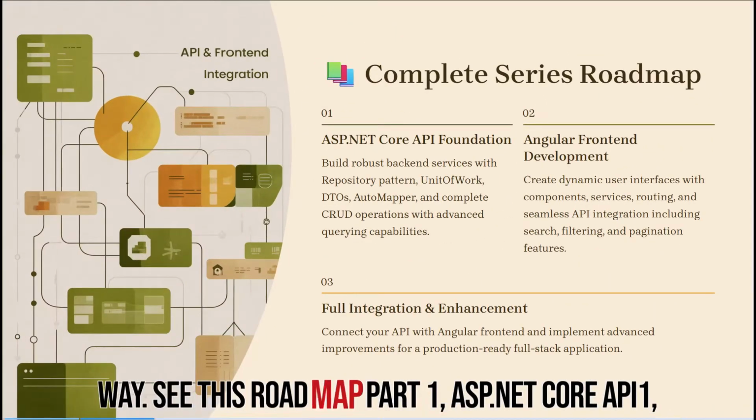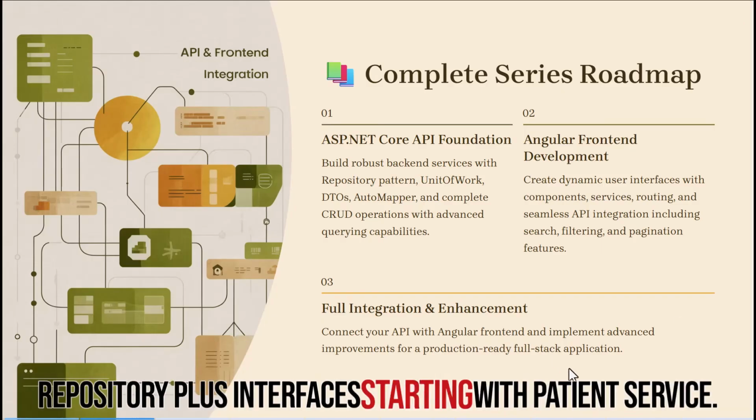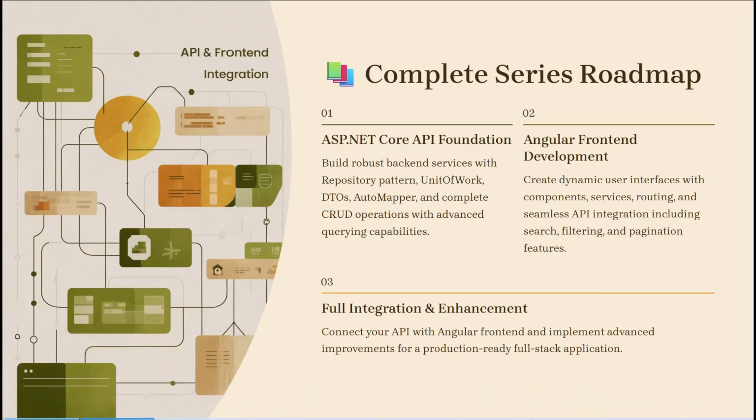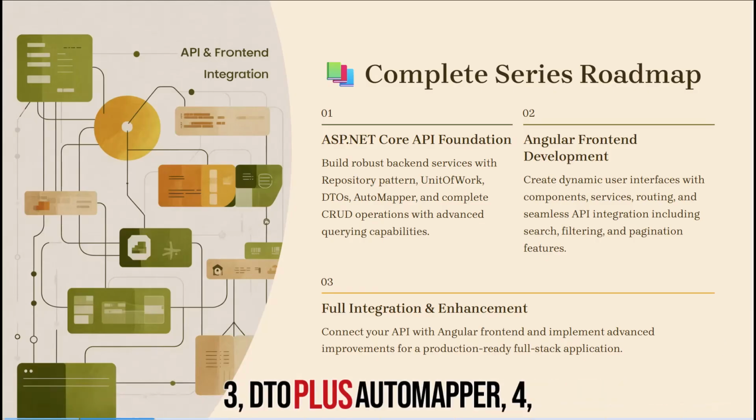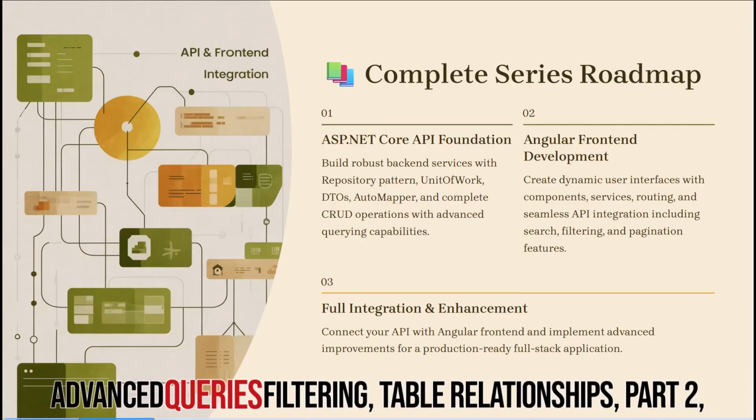Series roadmap. Part 1, ASP.NET Core API. 1. Repository plus interfaces, starting with patient service. 2. Unit of work. 3. DTO plus AutoMapper. 4. Controllers plus create, update, read, and delete. 5. Advanced queries, filtering, table relationships.